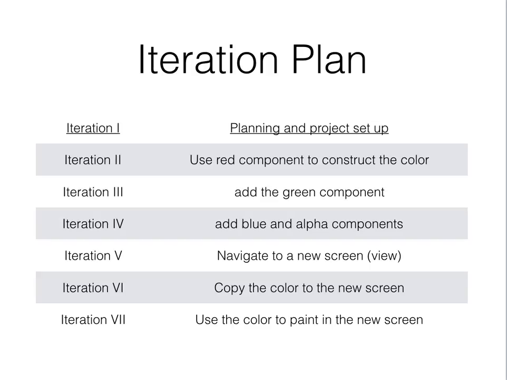We completed iteration number 1, planning and project setup. So in iteration number 2, our goal is to construct a color, but only using one of the 4 components. And I selected here the red color. You can choose any other one.